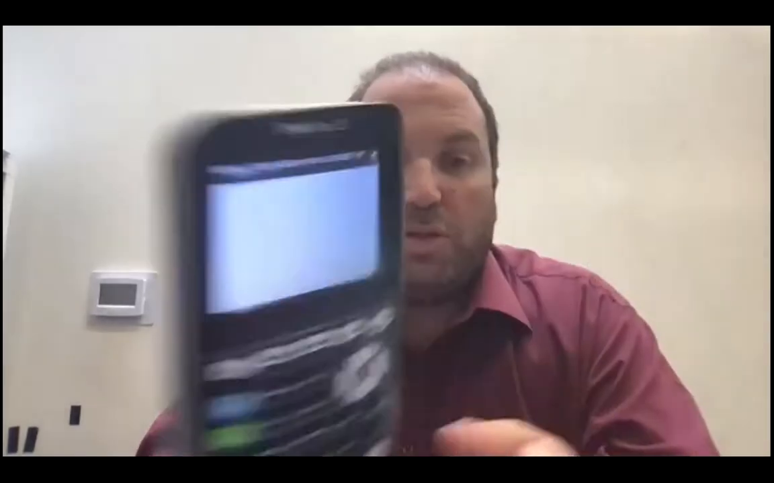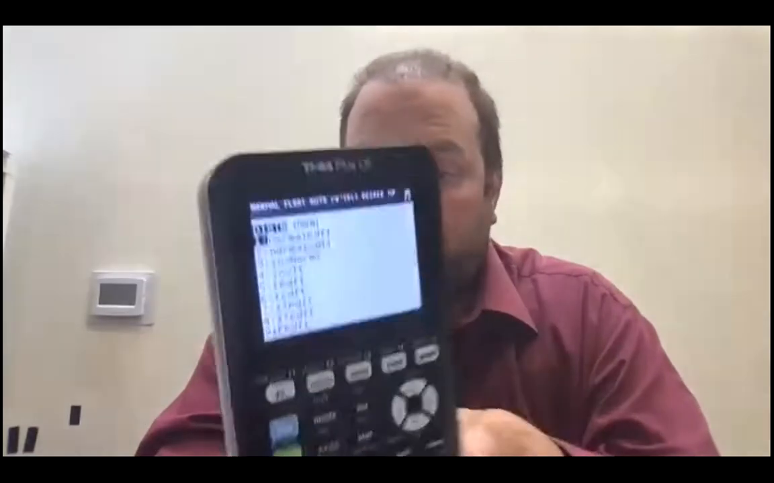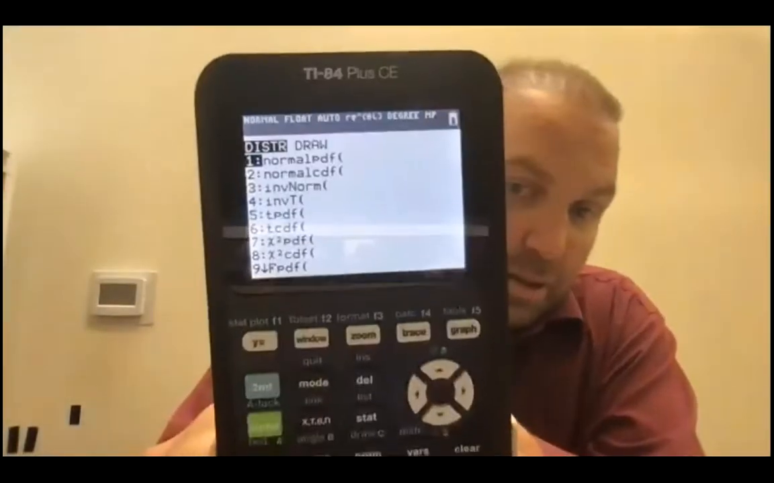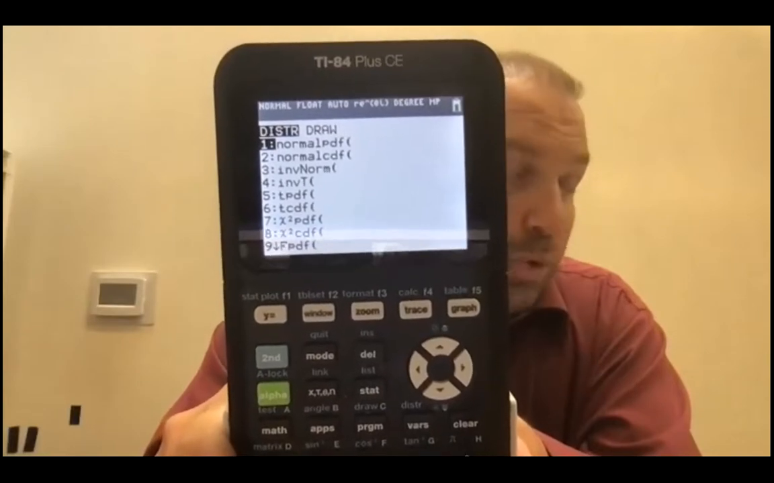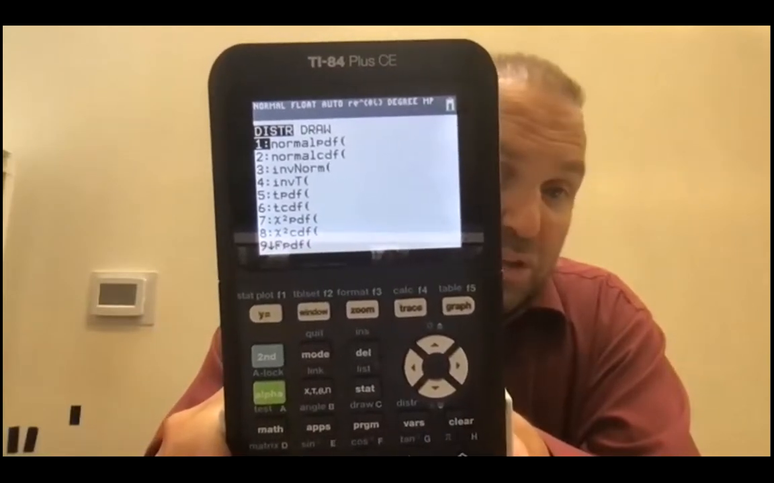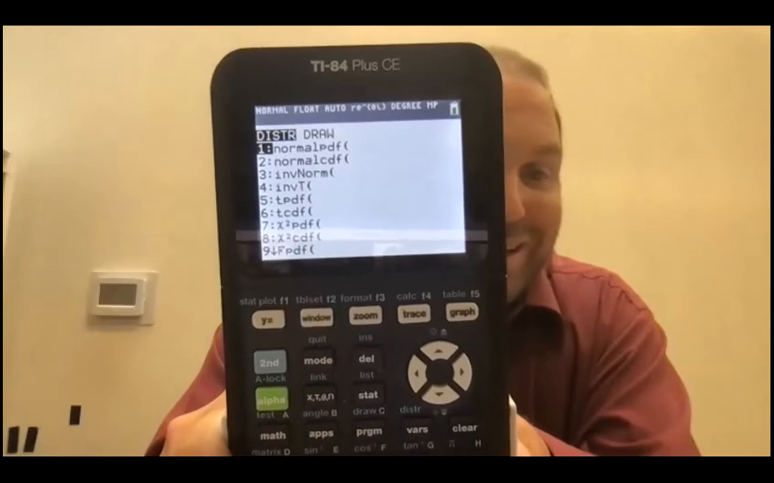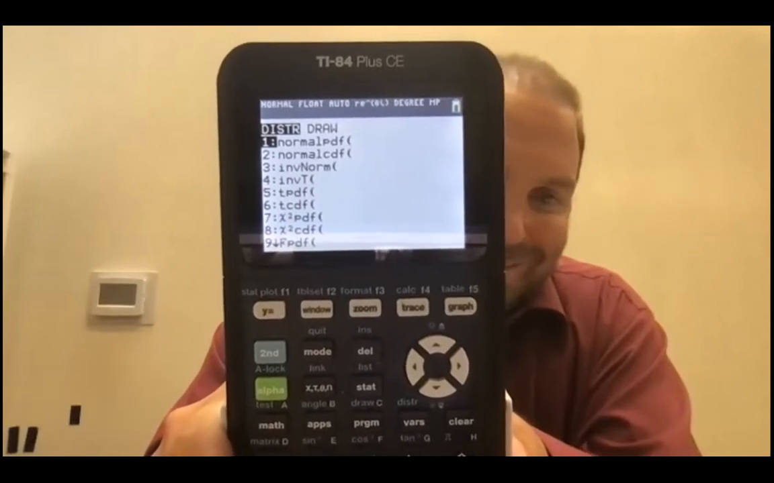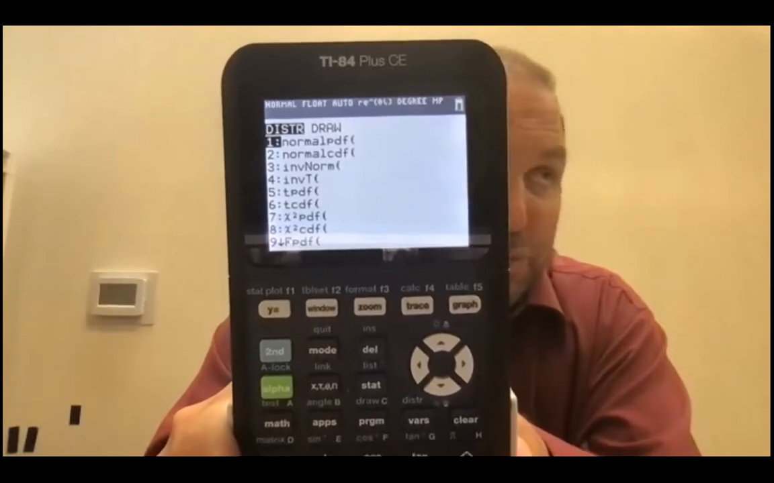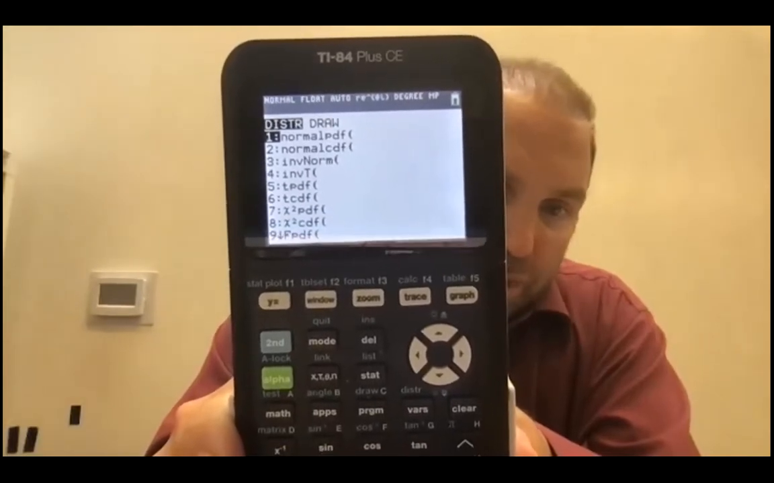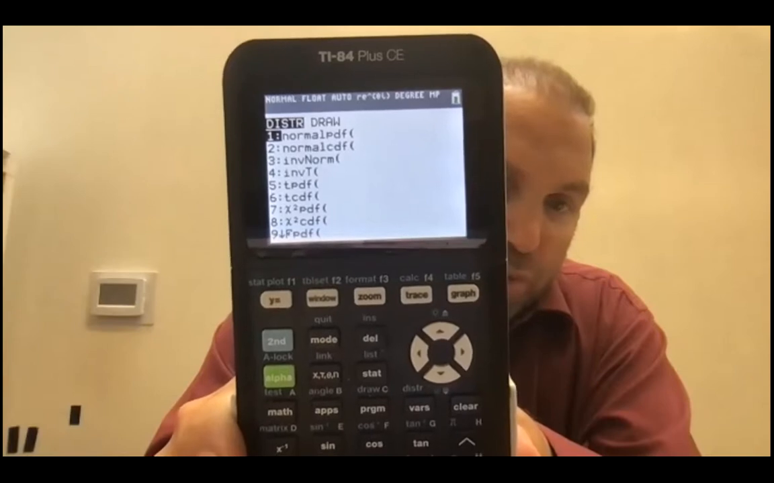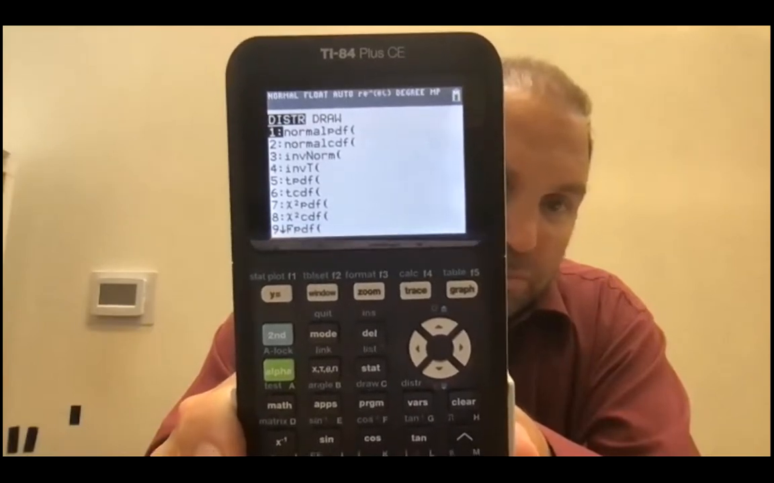Okay, so on the calculator, we are again going to do second distribution. But this time, we are not going to do normal CDF. We already know what normal CDF does. Normal CDF says lower, upper, mean, sigma. Here's my probability. That doesn't say, here's your probability. That's my z-score. It doesn't go in the opposite direction. So which of these do you think would go in the opposite direction?